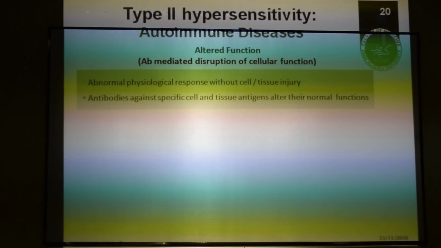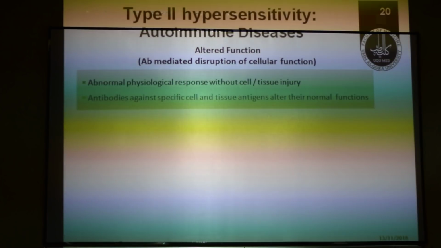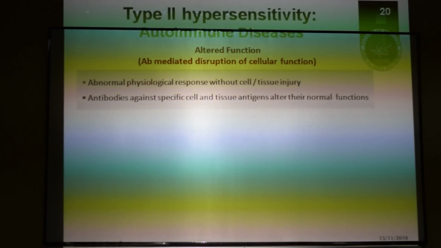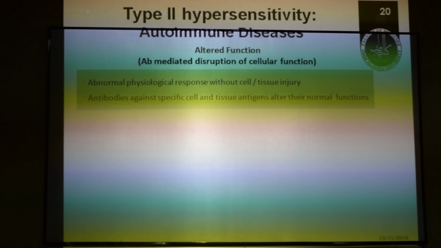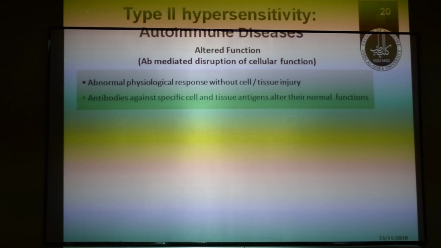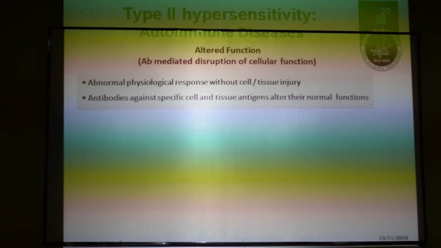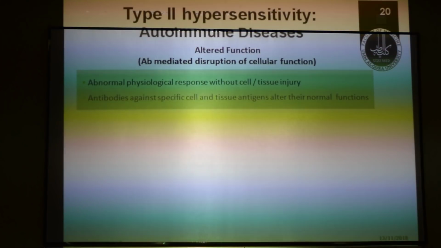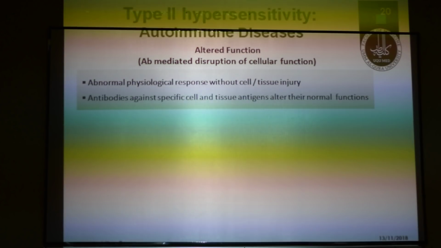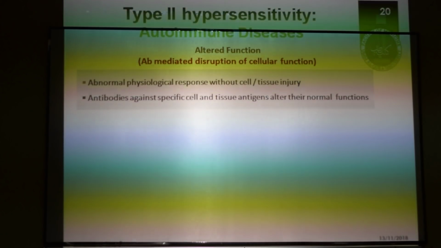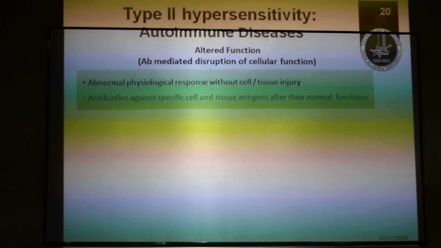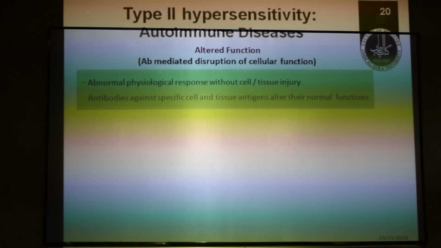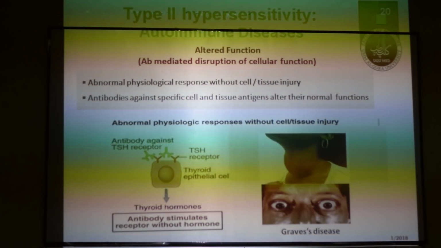Now so far we talked about the three mechanisms: complement mediated destruction, ADCC mediated or opsonization phagocytosis, then there is damage to the cells. Another part I told you about is altered function. So sometimes the antibodies are produced, they will go to the tissue or the antigen where they will bind, but not to destroy it, but to change the function. And they will create abnormal physiology, so pathology will be created because of altering the function.